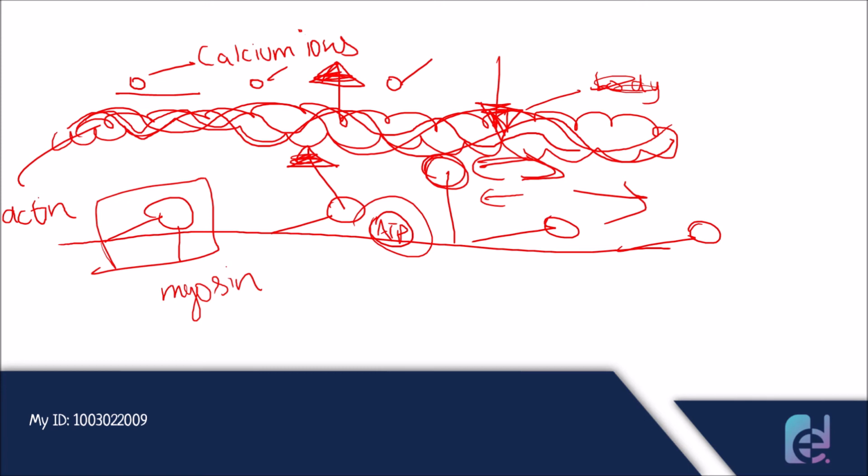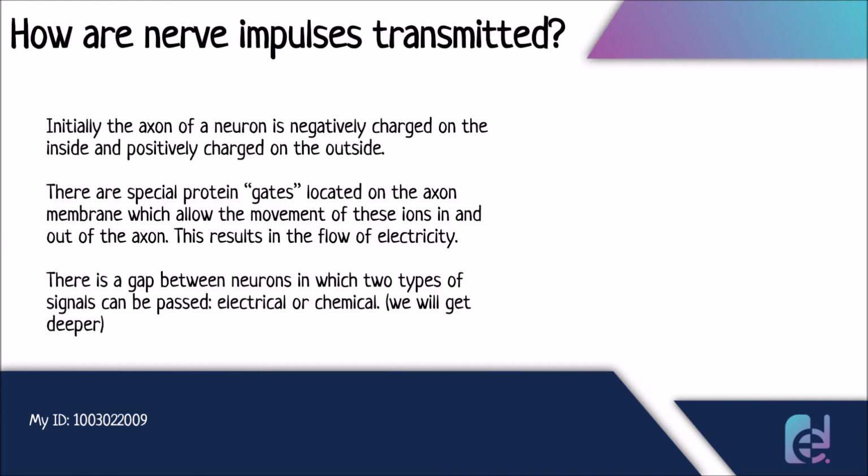Now this happens in a split second. It's really amazing to see that so much activity is happening in a split second. We have the calcium ions lifting up the bodyguard layer. The myosin uses the ATP and it moves the actin layer left or right, thus moving the muscle. And then the calcium ions move back, the bodyguard layer gets attached, and the myosin can no longer move the actin. So how are nerve impulses transmitted?